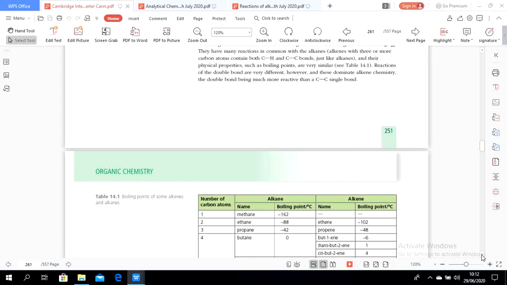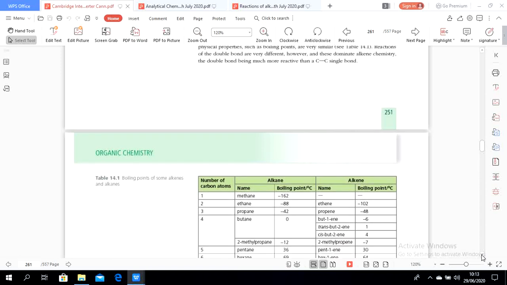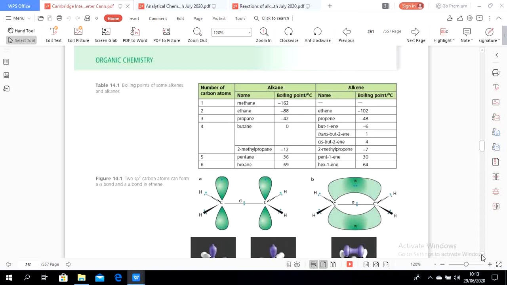Alkane is called saturated, while alkene is called unsaturated. The difference between alkane and alkene is the double bond and single bond. In a single bond, it is only overlapping of s orbitals. In alkene, there is an overlapping of p orbitals.